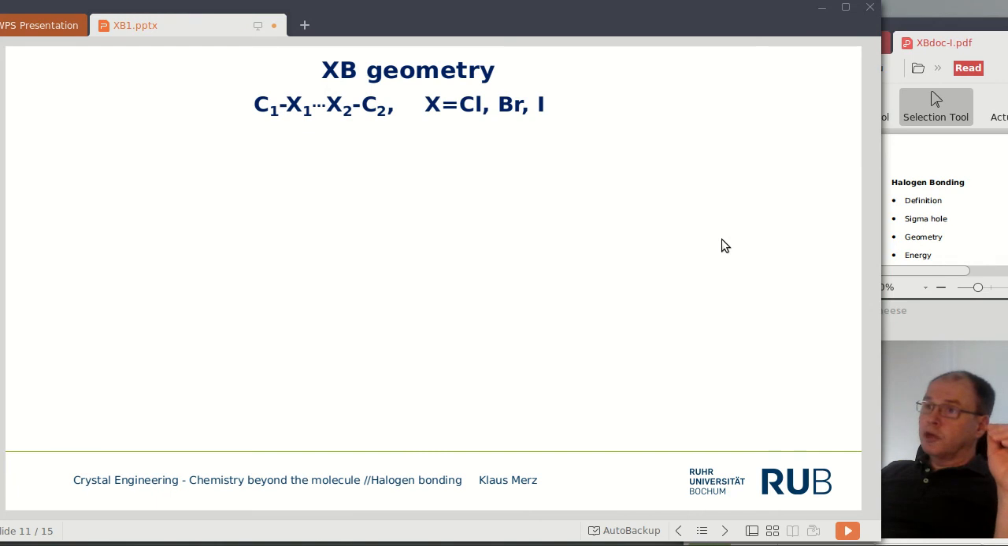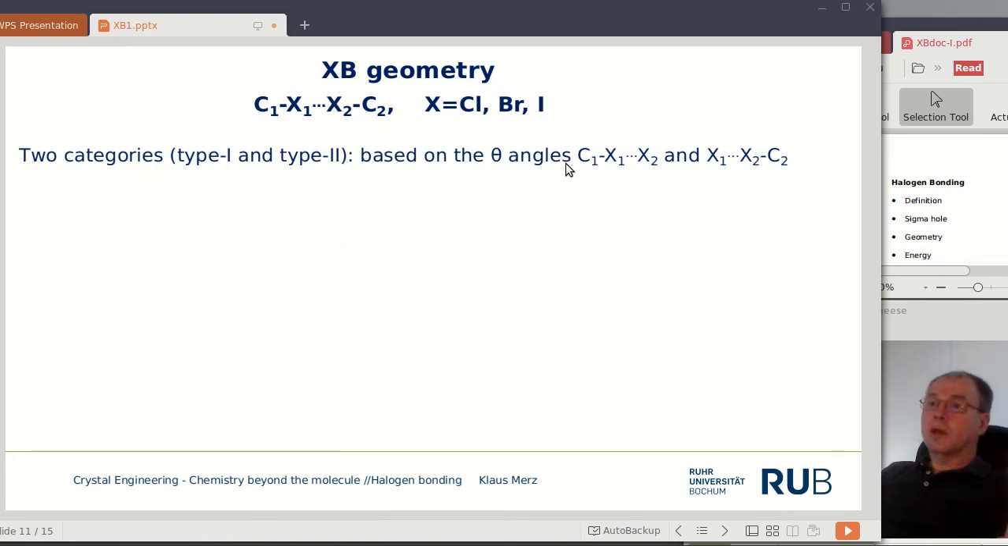Now have a look at the geometry. If you're talking about the geometry in halogen bonding, we're talking about this unit here. This is one unit: carbon-halogen on one side and the other halogen-carbon on the other side. There are two possible types of halogen bonding categorized, type 1 and type 2, and they are based on the angle.